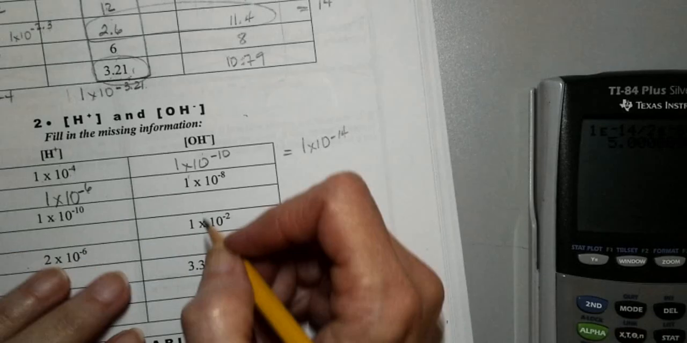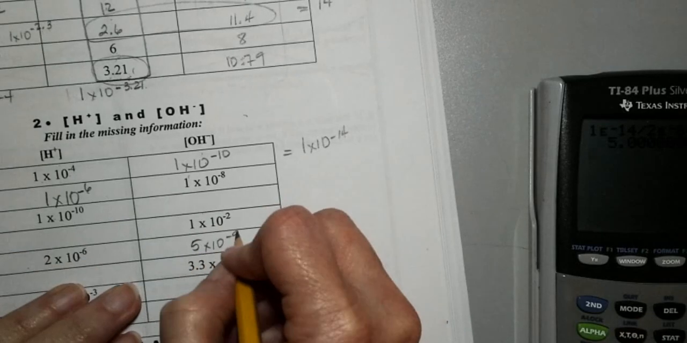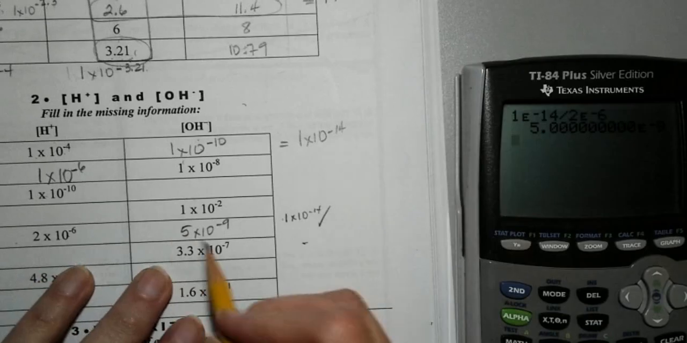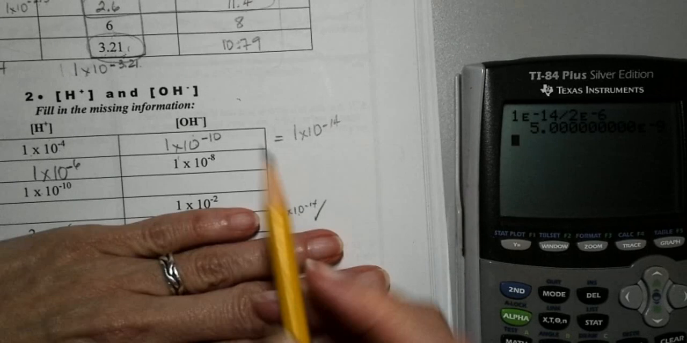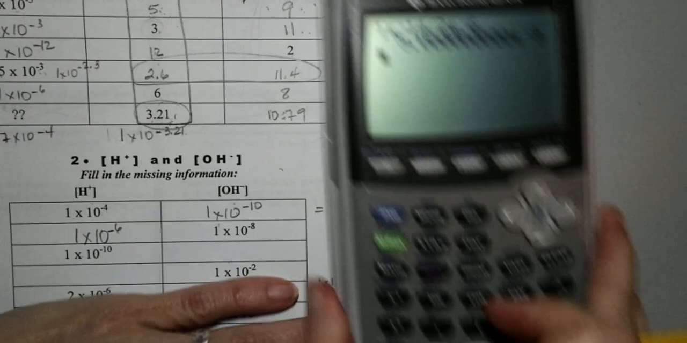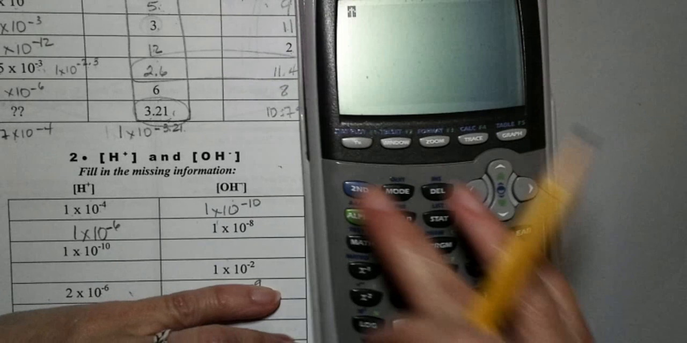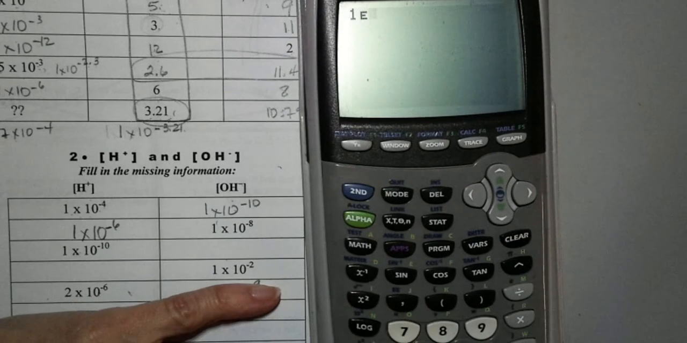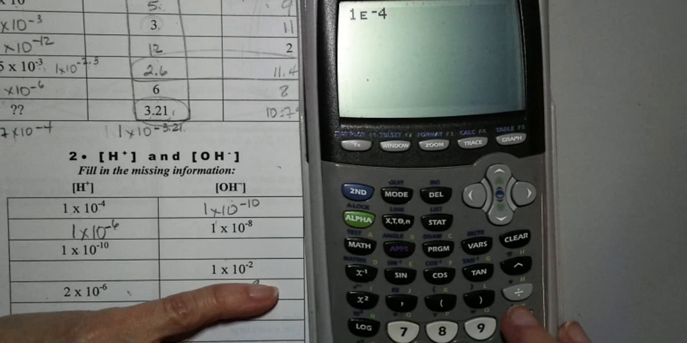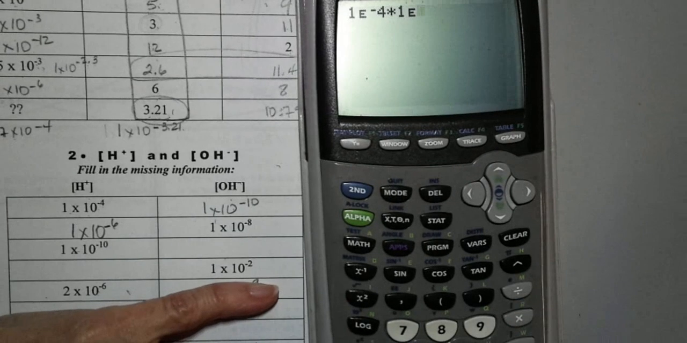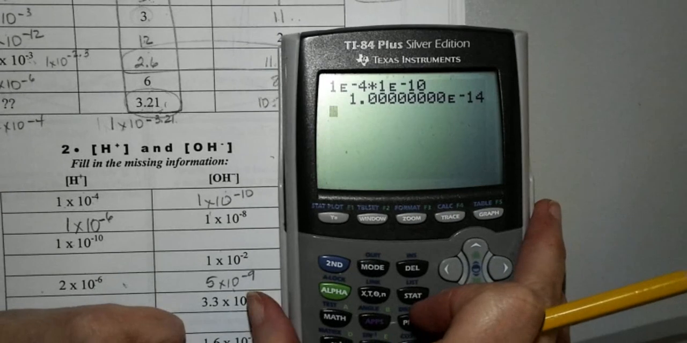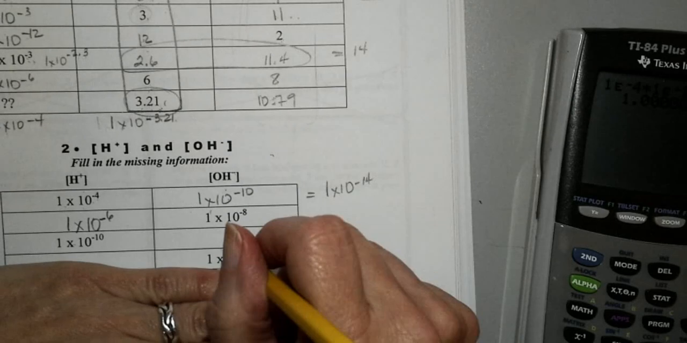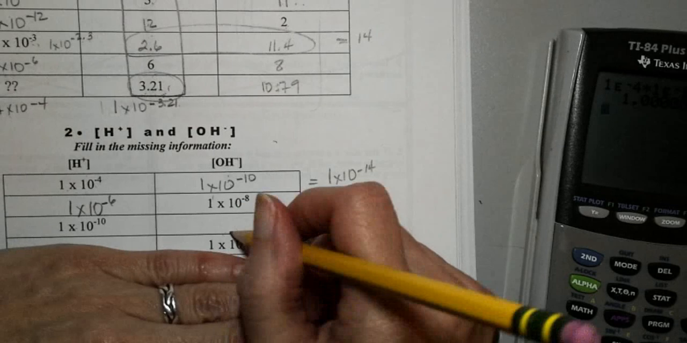When you multiply these two together, they're always going to equal 10 to the negative 14. If I put 1 second EE negative 4 times 1 second EE negative 10, there's your 1 times 10 to the negative 14. It's just easier when it's in that 1 times 10 to whatever format. All you're really doing is adding the exponents together. That's what happens when you multiply numbers with exponents. Here you had to do a little bit more work. So do the rest of those and compare your numbers.